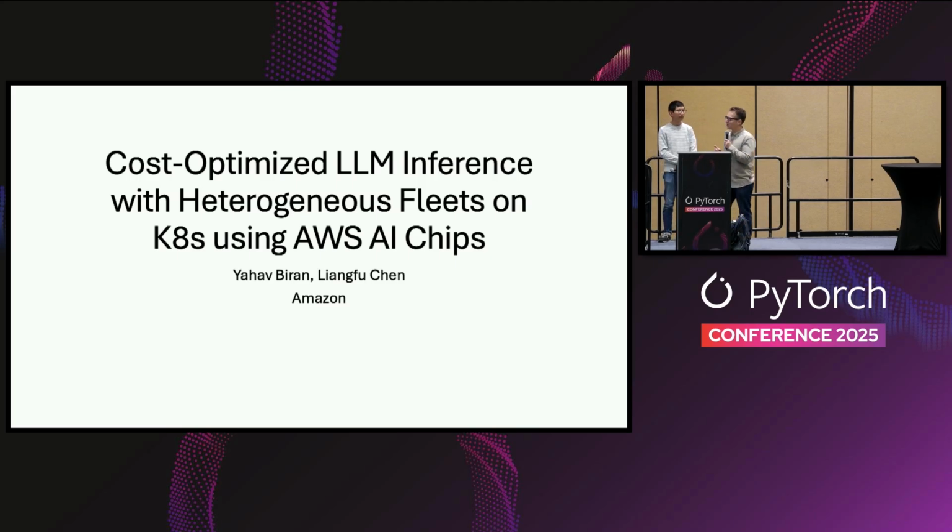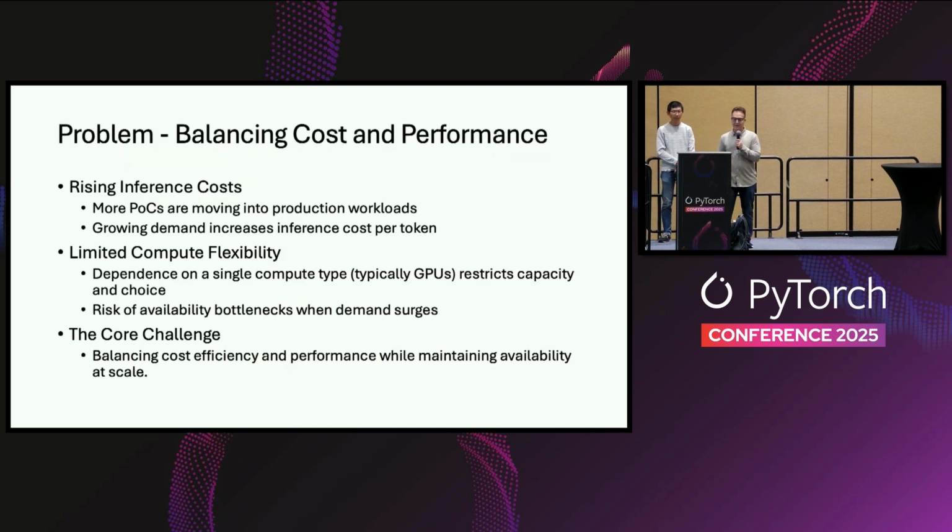Today, we're going to talk about how to run cost-optimized LLM inference backends with heterogeneous fleets on Kubernetes using AWS AI chips. My name is Yahav, and together with me, I have Liangfu. We both work in the Annapurna ML team over at Amazon. So let's get started with the problem.